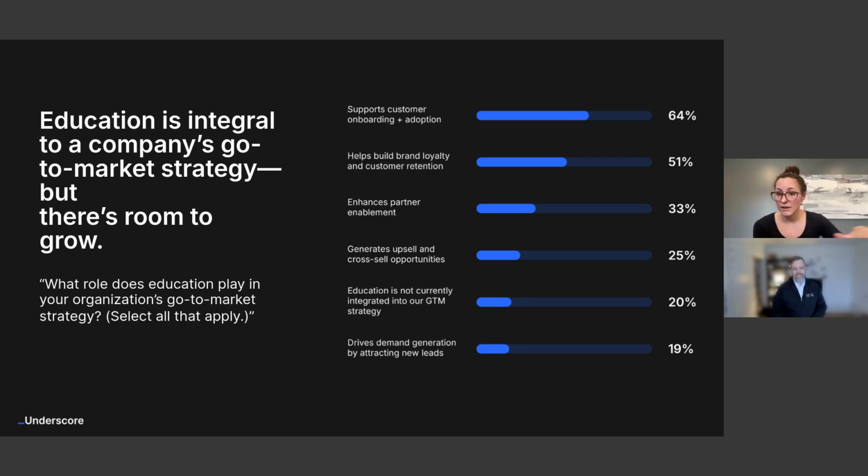So the numbers here are very akin to what we saw last year in the Forrester research, that a lower percentage of people are using education for demand gen, for attracting new leads and new business, for upsell and cross-sell opportunities. But we're starting to see more people thinking about that, of how do we actually use education to surface what's possible in our product, new problems that you could solve in the product, and how do we whet their appetite for that? And then 20% of people said it's not integrated into our go-to-market strategy, which is sad, but also indicates there's some room to grow here.